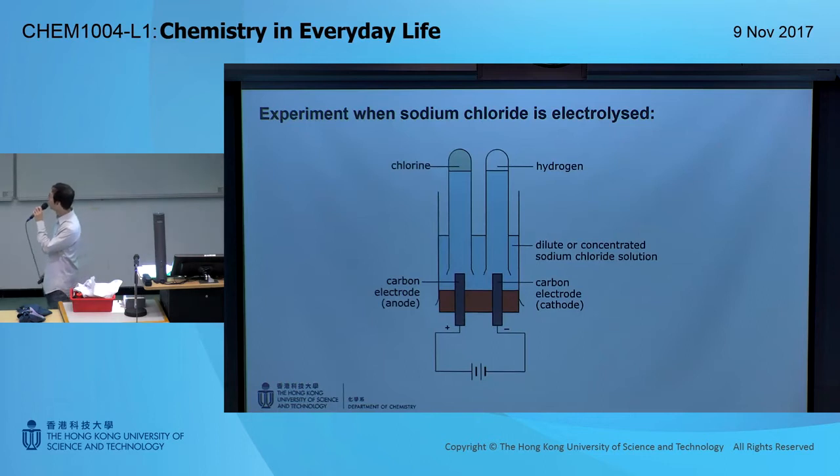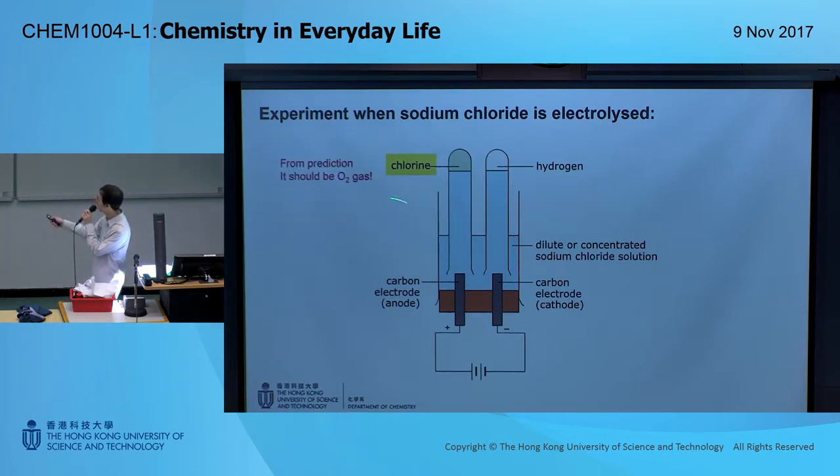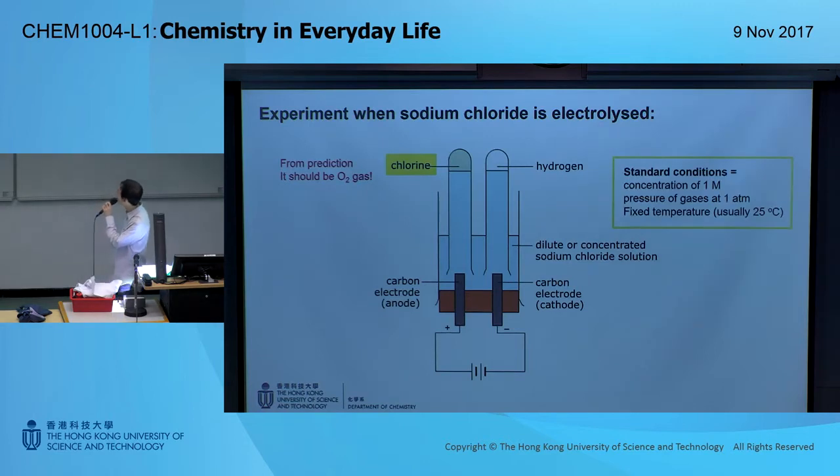So the question is now, why is the prediction not quite right, and when can we trust and when can we not trust the prediction? Okay, so this is the wrong prediction. Now, first of all, you have to notice a few things. When we are making predictions, we have to predict based on a standard set of conditions because there are a lot of variations. You can change the temperature, you can change the concentration, and so on.